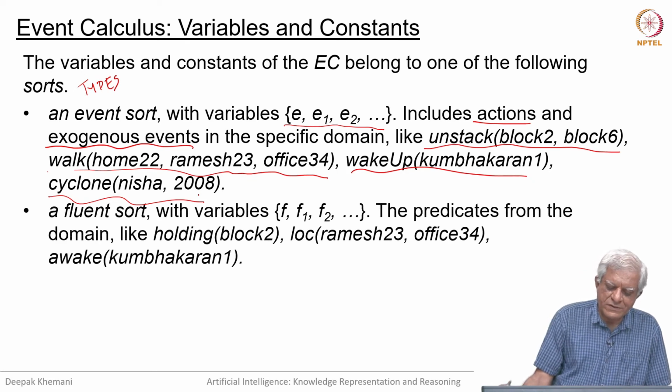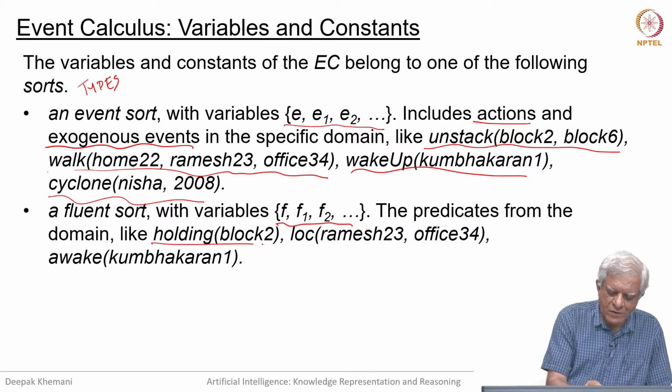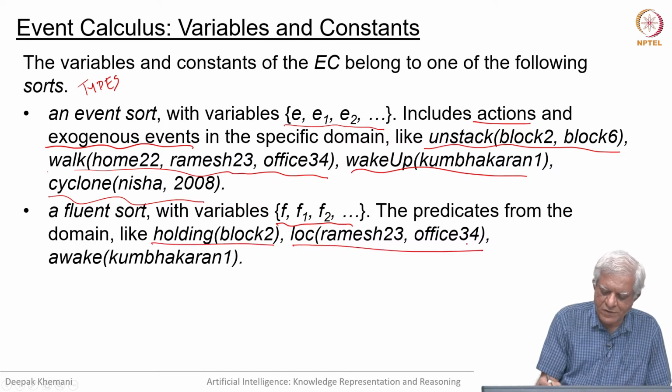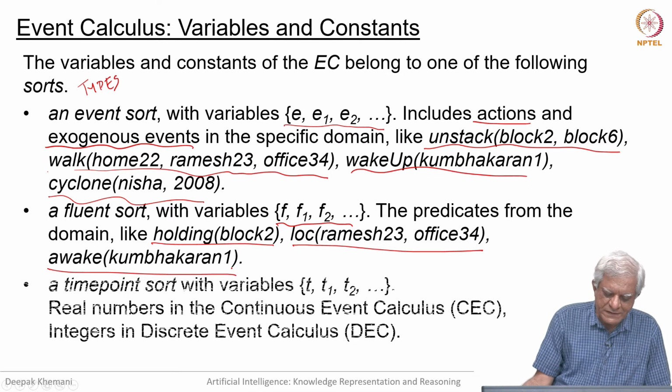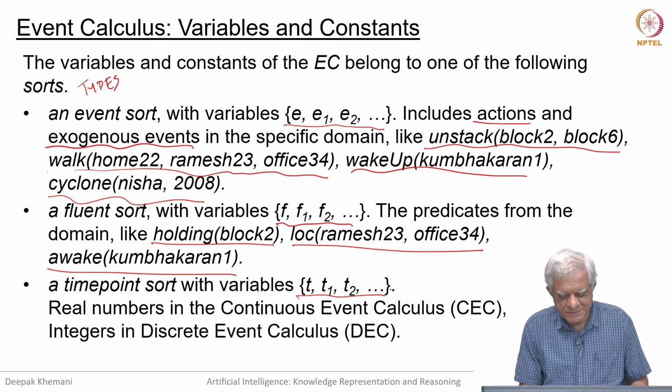The fluent sort, the fluent type of things, that is the second of the three separate sets of inputs to the event calculus. We will typically denote them by F1, F2, F3 and so on. These are the predicates from the domain, like holding block 2 or location Ramesh office or awake Kumbhakaran. And then finally, the time sort or the time point sort. So, we have T1, T2, T3 and so on. These can be real numbers in a continuous event calculus, or they can be integers in discrete event calculus.